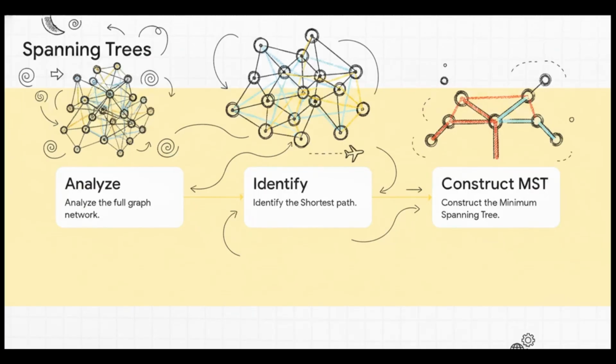A massive application of graph traversal is routing. Say you're designing flight paths for an airline. You need the most efficient route connecting all cities. First, you analyze the full graph network. Then you identify the shortest paths between key nodes.